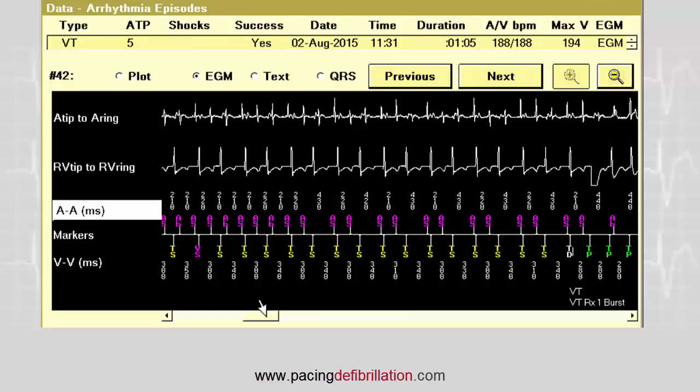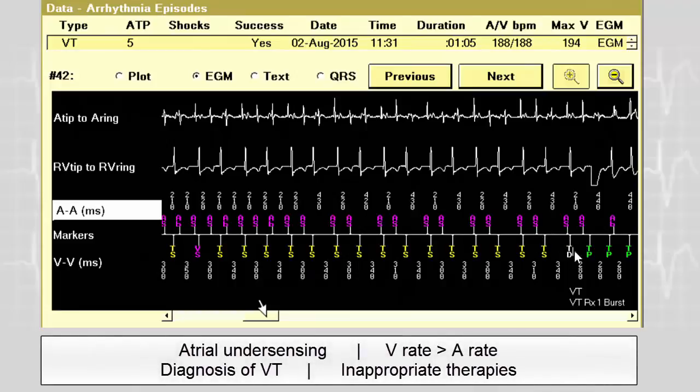If you program both the PR logic and the wavelets, the only case where there is going to be an analysis of the morphology of the signals is when there is a diagnosis of dual tachycardia with the PR logic, so both atrial fibrillation and ventricular tachycardia. So, like in this example, if there is a sustained atrial undersensing, you need to remember that the device will arrive at a diagnosis of ventricular tachycardia without analyzing the morphology of the signals.